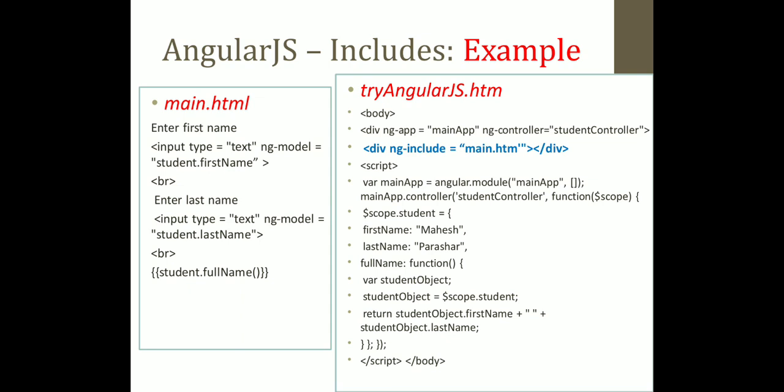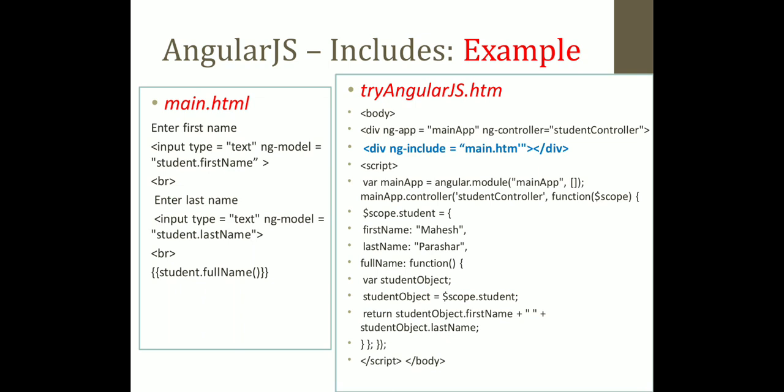Now in the script tag we have created a variable for mainApp, and we have used the angular.module method. We have used the controller, mainApp.controller, as studentController with function and $scope parameter. Now $scope.student equals firstName as Mahesh and lastName as Parashar. Both names are given in double quotes, as we can see. And lastly, fullName we have made a function.